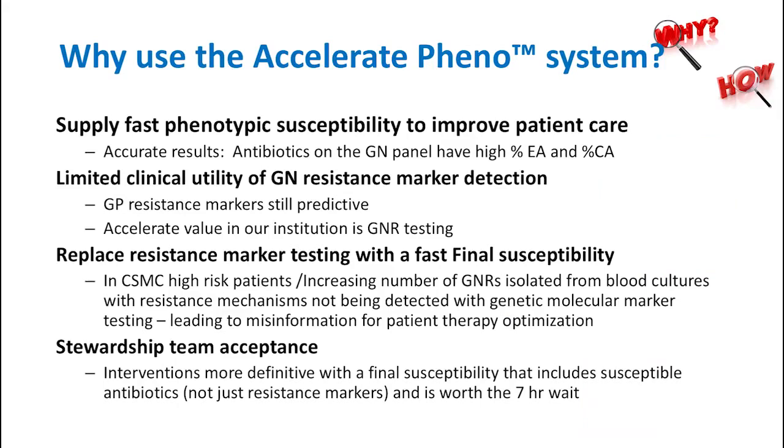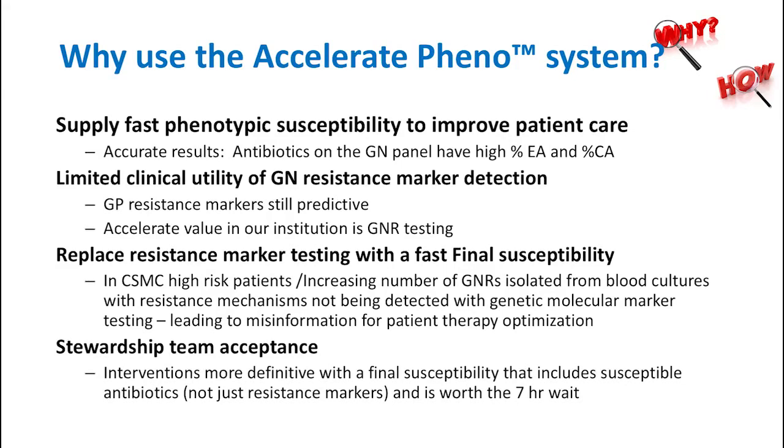Okay, finally, why use the Accelerate system? Well, of course, it supplies rapid phenotypic susceptibility to improve patient care. Of course, it is accurate. The FDA and all of the clinical trials have proven that. We have found that there's limited clinical utility of gram-negative resistance markers, and that we get good results from our gram-positives, but Accelerate really does improve our therapy and stewardship interactions with our gram-negatives. You can replace your resistance marker testing by actually doing rapid final susceptibility testing.